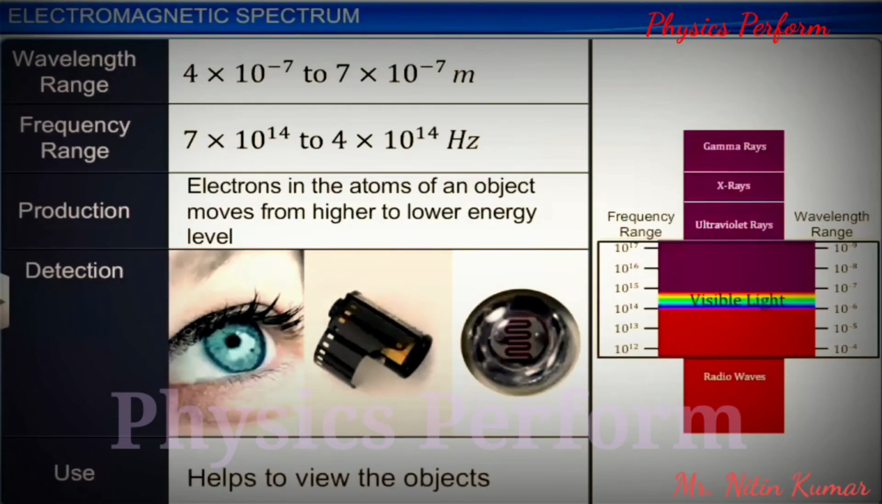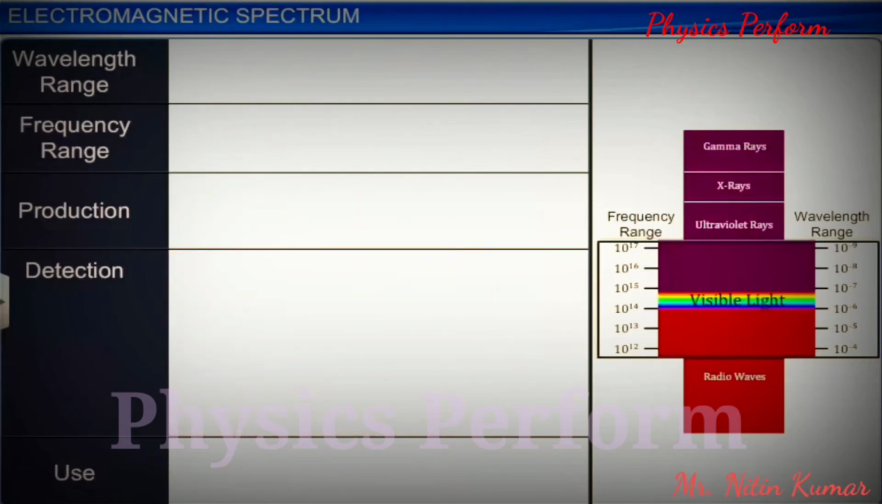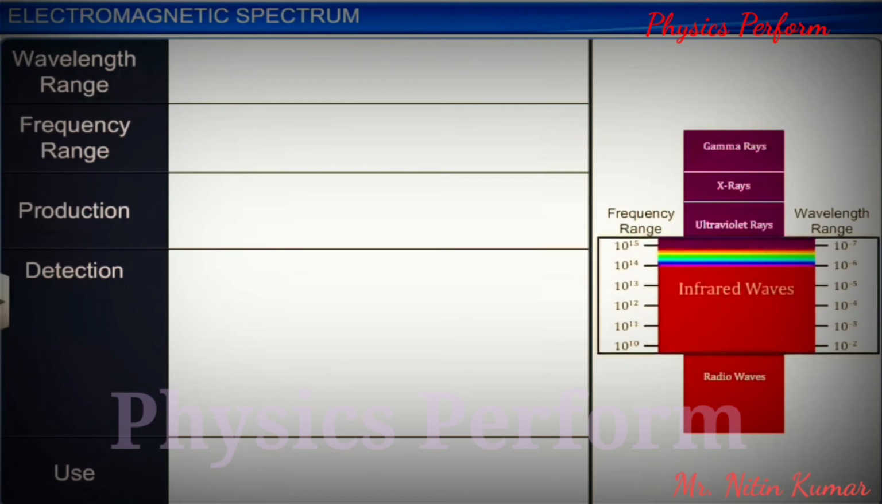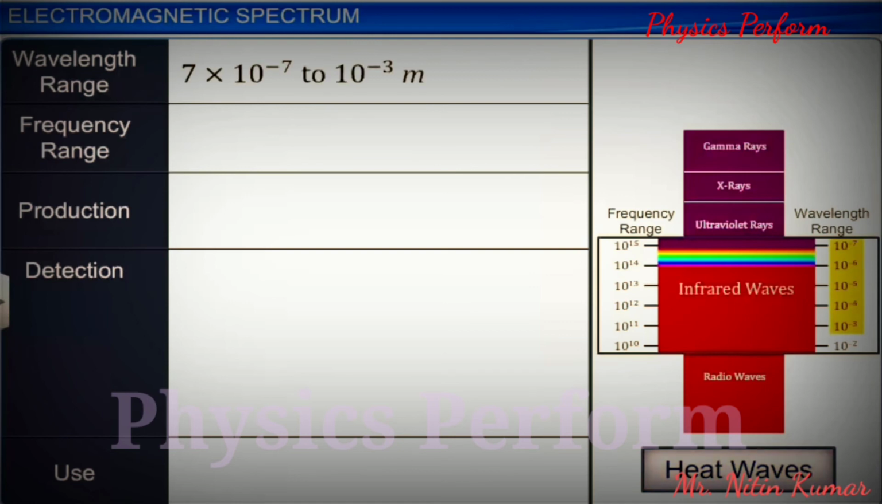The next kind of electromagnetic wave in the electromagnetic spectrum is the infrared wave. Since infrared radiation heats up objects and surroundings where it is incident, infrared waves are known as heat waves. The wavelength of infrared waves is in the range of 7 × 10⁻⁷ meters to 10⁻³ meters. The frequency is in the range of about 10¹⁴ Hz to 10¹¹ Hz.